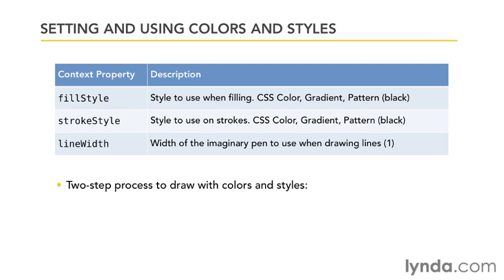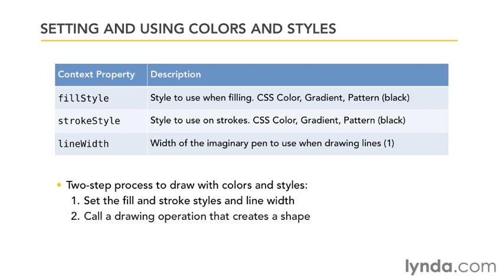Now there's a two-step process involved to draw with colors and styles. Step 1 is you set the fill and stroke styles and the line width to whatever the values are that you want, and then you call a drawing operation that creates some shape or does some kind of drawing thing. So let's take a look at that in code and see how it works.